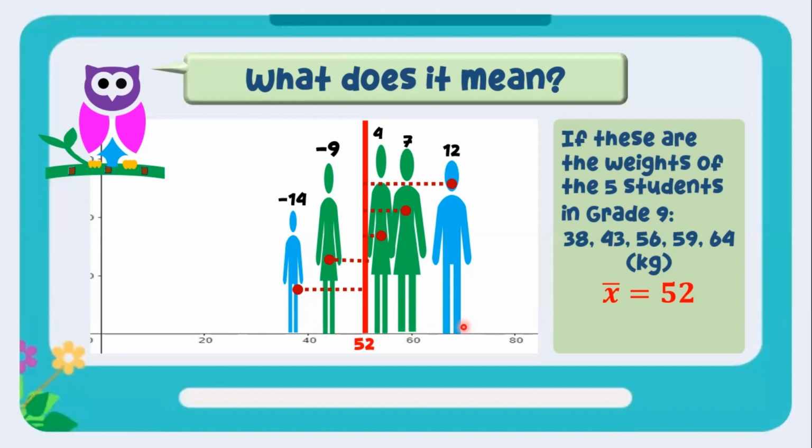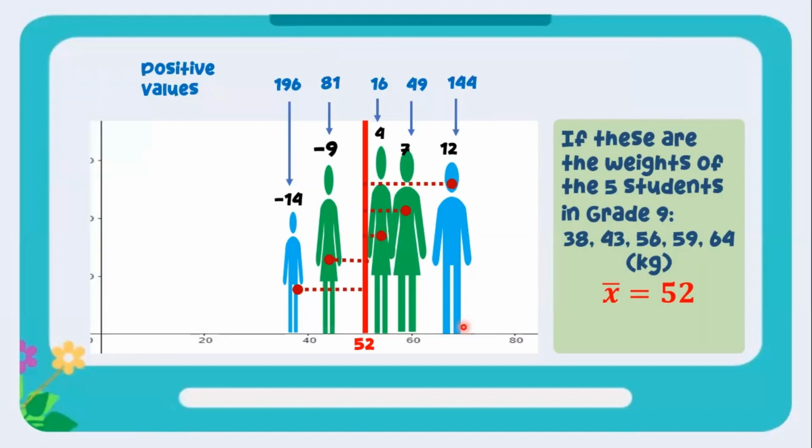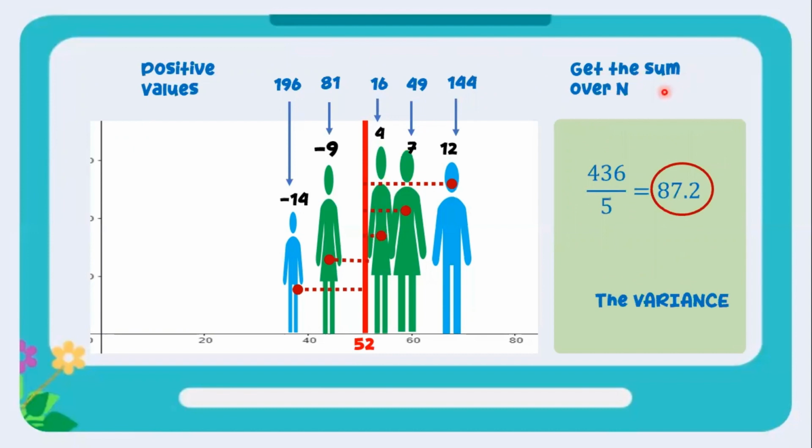We need to get the positive values, therefore we have to square each deviation from the mean. The square of -14 is 196. The square of -9 is 81. Square of 4 is 16. Square of 7 is 49. Square of 12 is 144. Get the sum over n. The sum of these values is equal to 436. And let's divide it by the number of students, and the value is equal to 87.2.